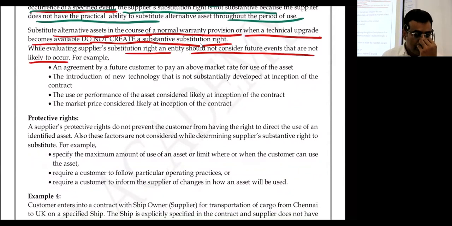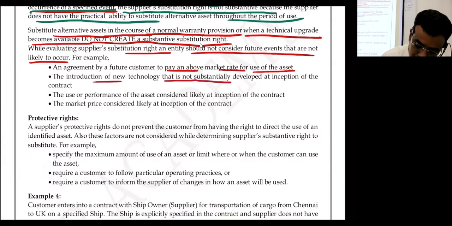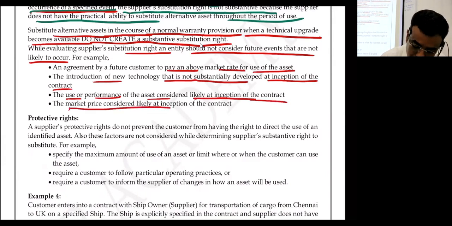Substantive, when you look at this, you should not take future events. Understood? An agreement for the future: customer to pay above market rate for use of assets, introduction of new technology that is not substantially developed at inception of the contract, the use or performance of the assets, the market price considered likely at inception of the contract.